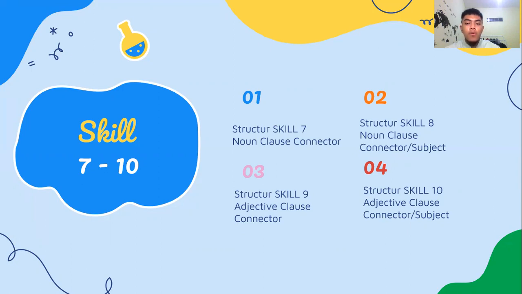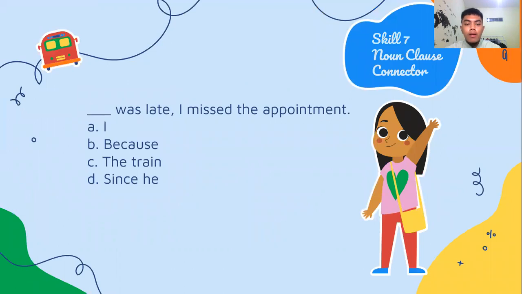Let me give you an example. Skill 7: blah, blah, blah, was late. I missed the appointment. The choices are A, I; B, because; C, the train; D, sign he. The answer is D, because in the example problem above, there is a verb which requires a subject. In addition, there is also a clause in the form of I missed the appointment.